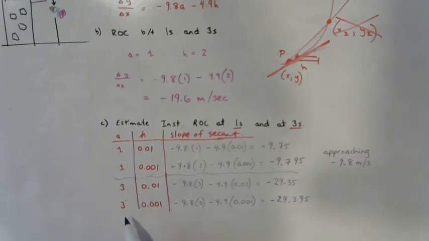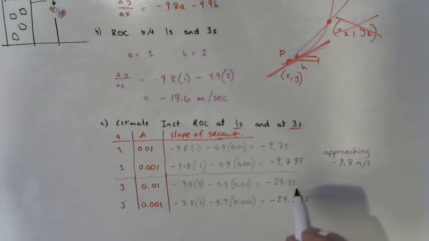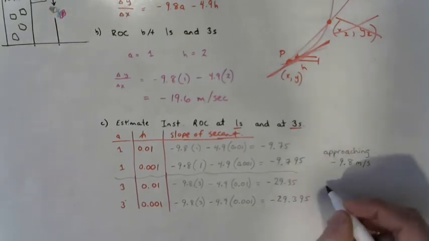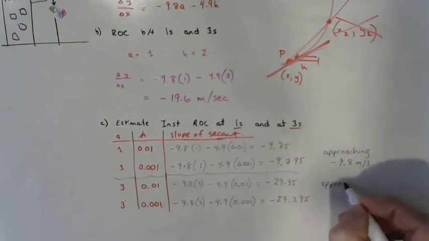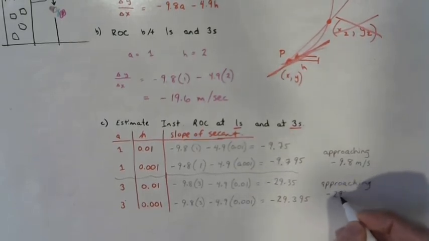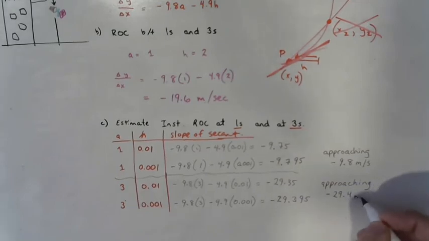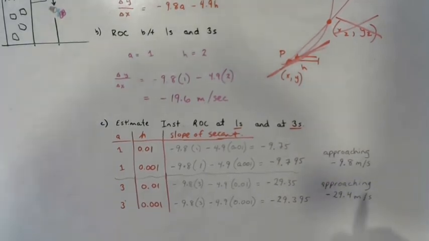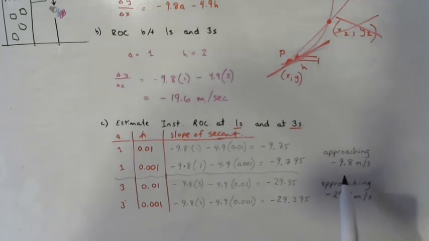Well, what about at 3 seconds? At 3 seconds, our first estimate was negative 29.35, but then we brought our point even closer, made our interval even smaller, and we got 29.395. So this appears to be approaching negative 29.4 meters per second.